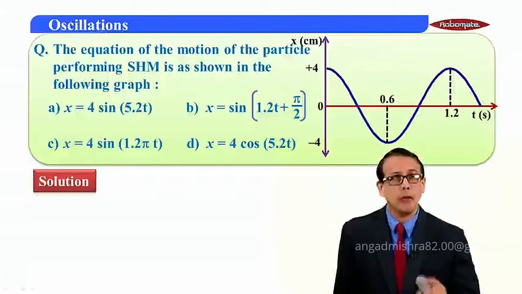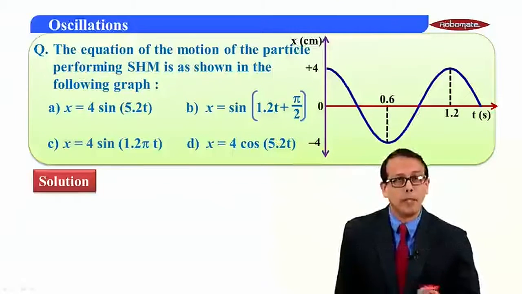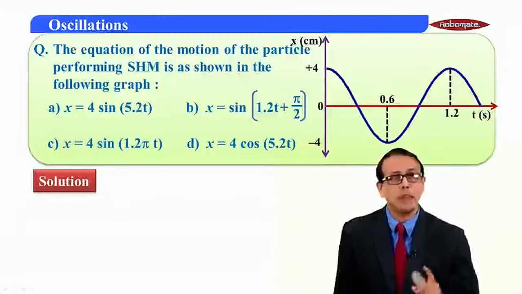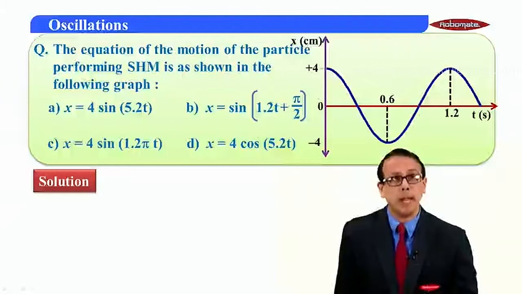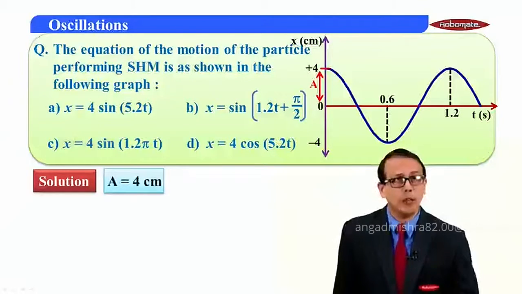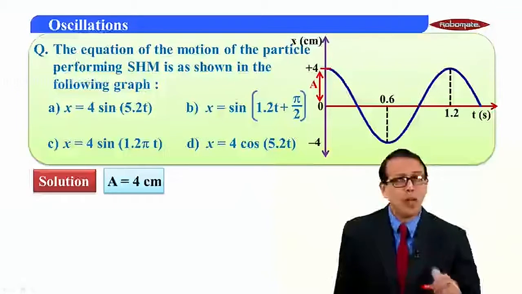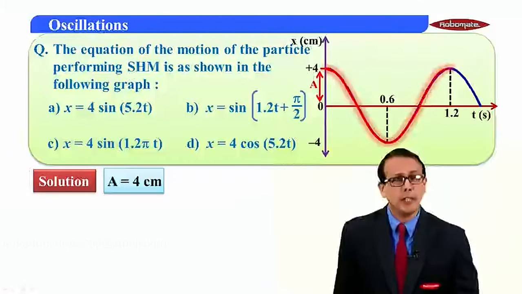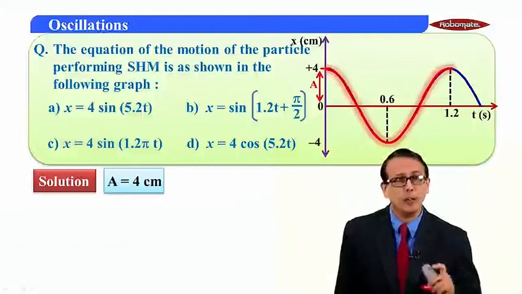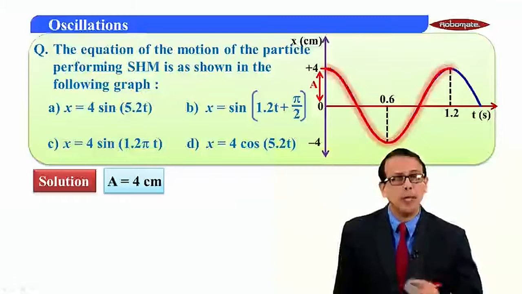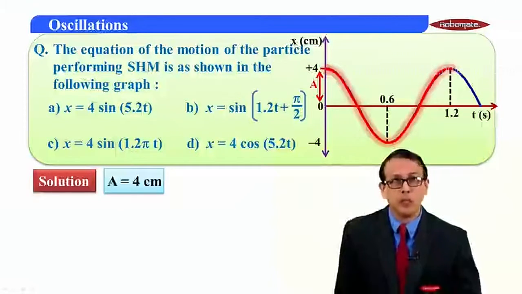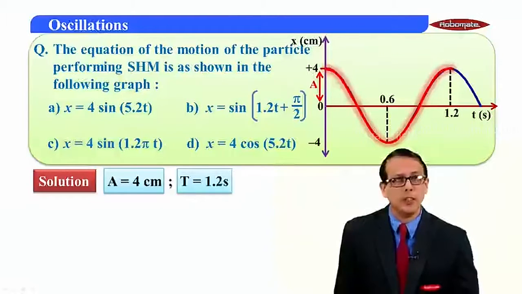If you look at this graph, you can see the peak values are plus and minus 4. For x versus t graph, the peak value is always plus and minus a. That means this peak value here is nothing but amplitude. So a is equal to 4 centimeter. Also, you can see on x-axis, the values of small t is written. You can clearly see this is nothing but one cycle of this curve. We know time taken to complete one cycle is time period. So, the second thing I can conclude from this graph is that time period is 1.2 seconds.